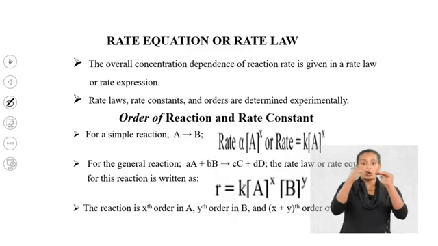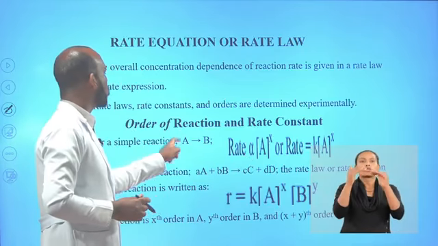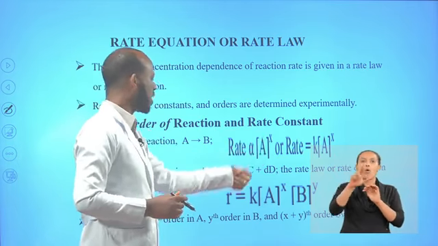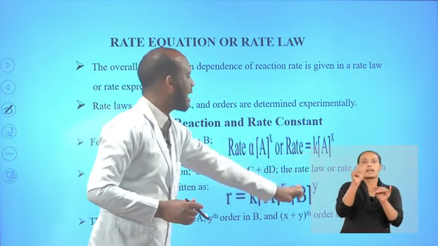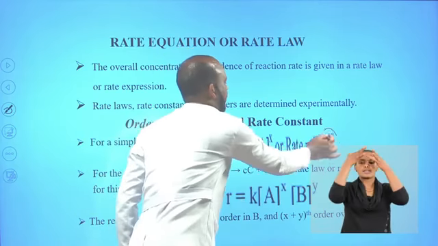Rate equation or rate law. The overall concentration dependence of reaction rate is given in the rate law or rate expression. The rate law, rate constants and others are determined experimentally. Order of reaction and rate constants. For a simple reaction A to product, rate is directly proportional to the concentration of A raised to X. This proportionality constant is the rate constant K, so rate equals K times concentration of A raised to X, where X is determined experimentally.